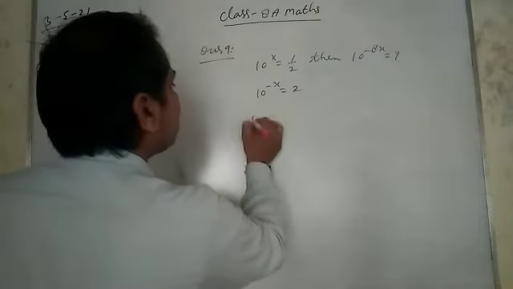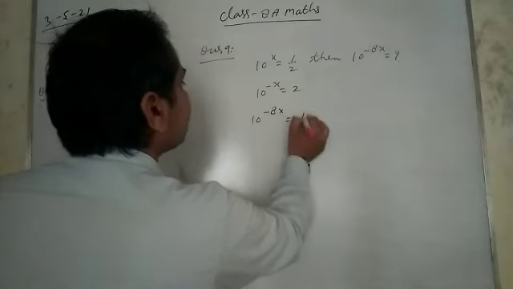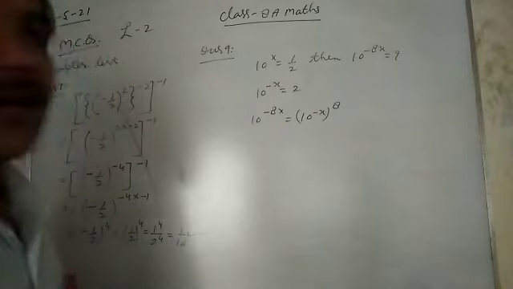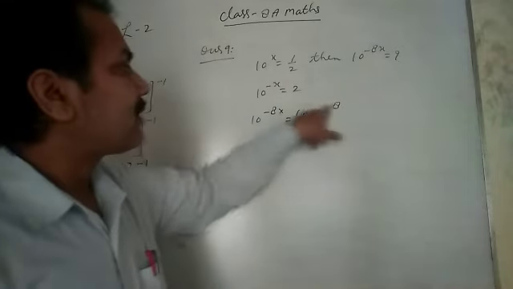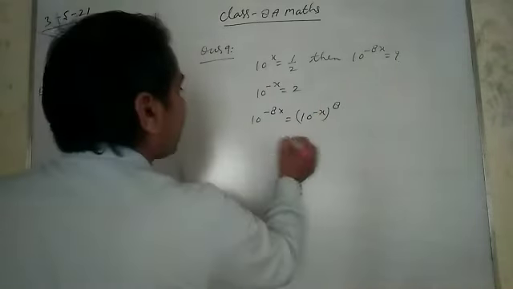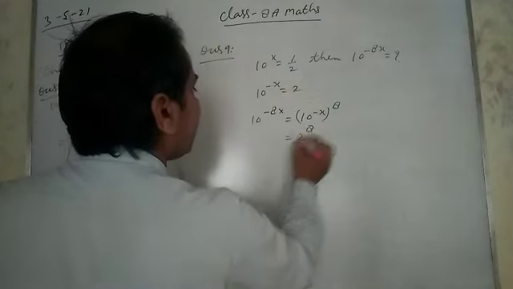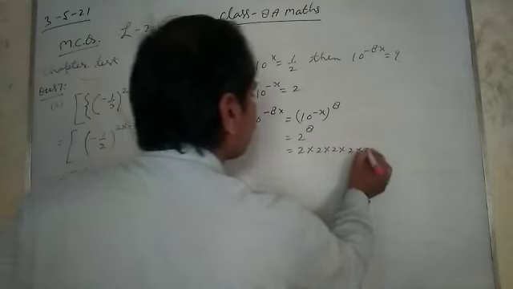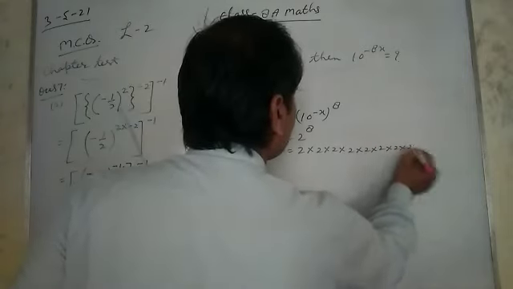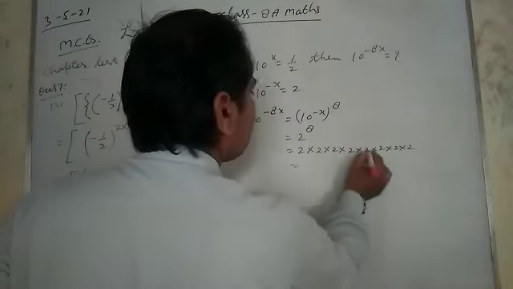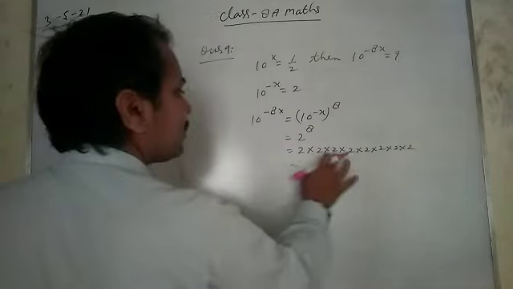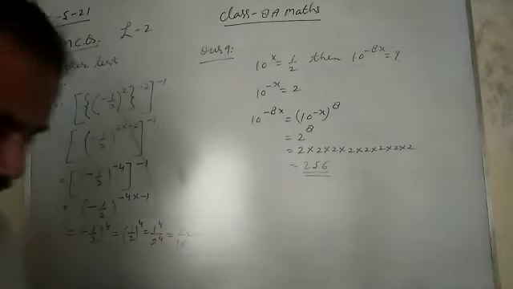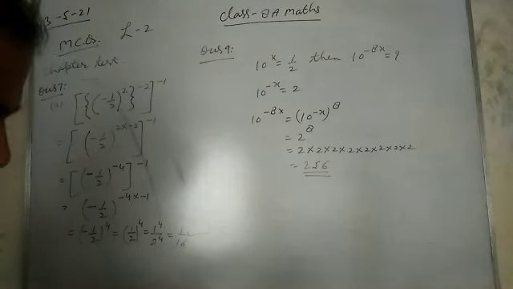So asking 10 power minus 8x. This we can write like this: 10 power minus x, power 8, power to the power multiply, and 10 power minus x, that is 2. So 2 power 8. Then multiply 2 power 8, 8 times. So 256, this will be the answer. Clear? 256.